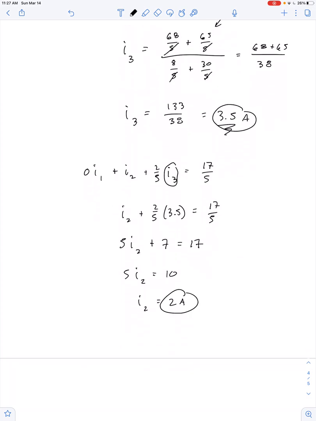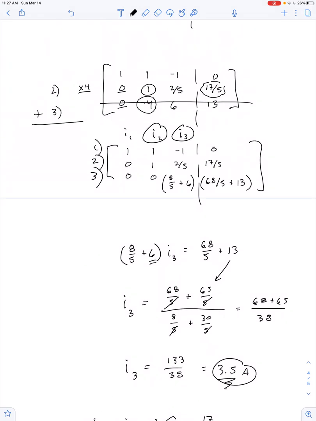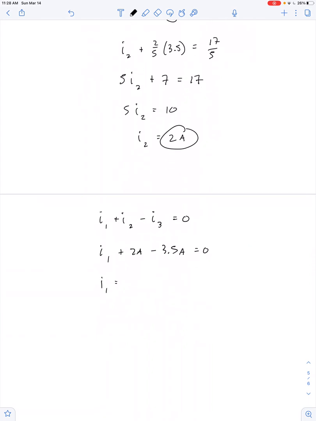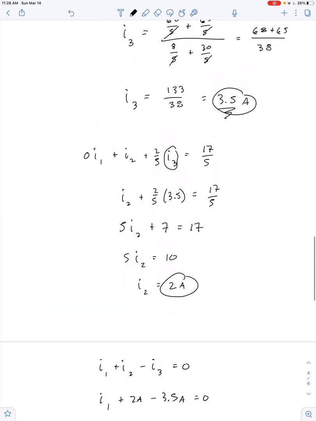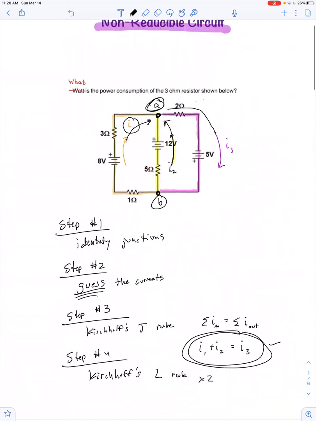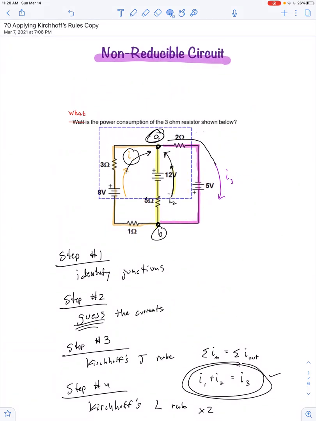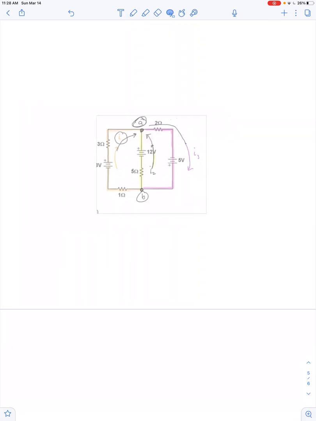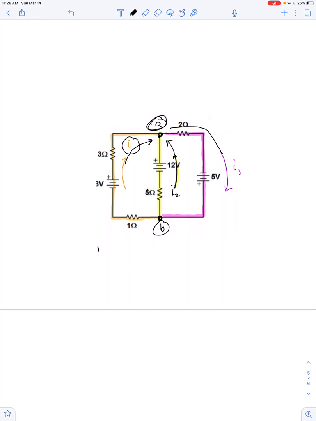So now we know 2 of our 3 currents. So now we just need to go back to row number 1, which tells us I1 plus I2 minus I3 is equal to 0. So I1 plus 2 amps minus 3.5 amps is equal to 0. So I1 is equal to 1.5 amps. Let's go back to our original circuit. So now we know the value of I1, 1.5 amps. We know the value of I3, 3.5 amps. We know the value of I2, 2 amps.